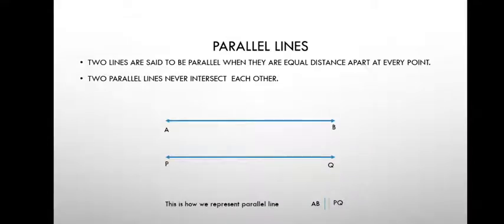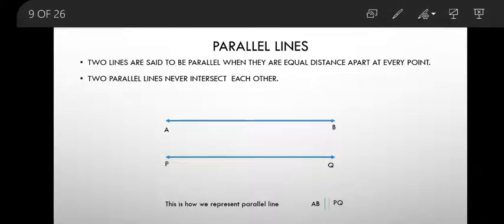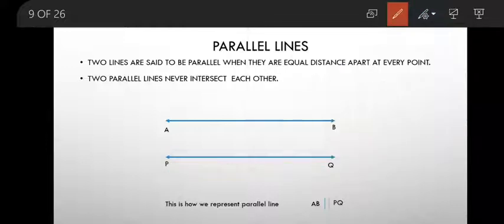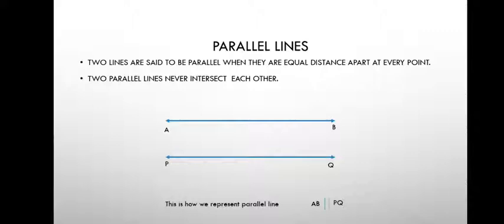Parallel lines. What are parallel lines? Two lines are said to be parallel when they are an equal distance apart at every point. Two parallel lines never intersect each other. So line AB and line PQ are parallel lines because they are equidistant apart at every point.